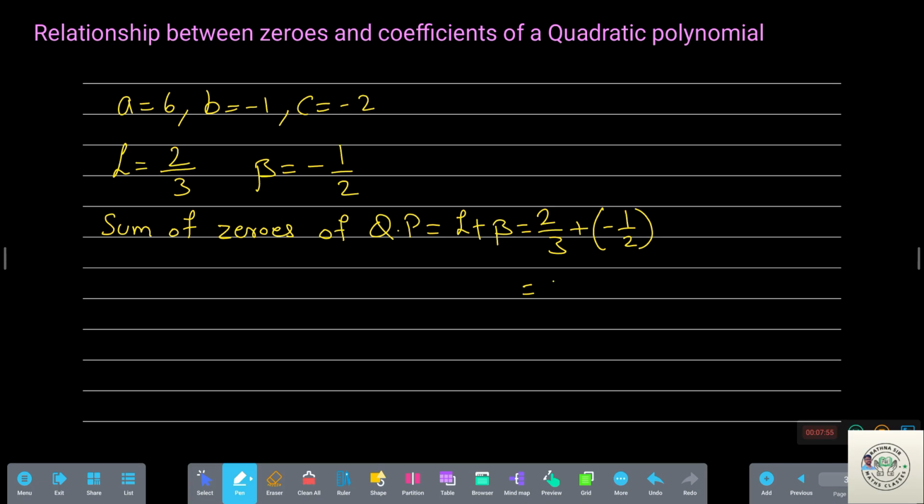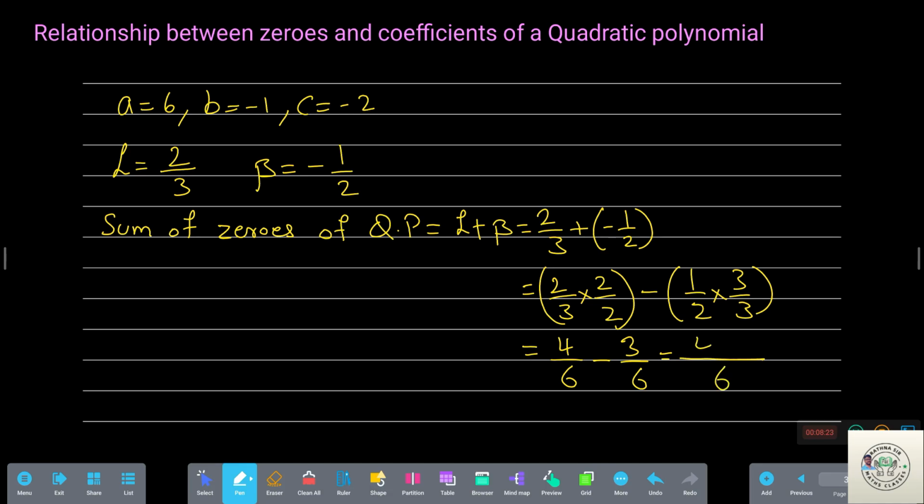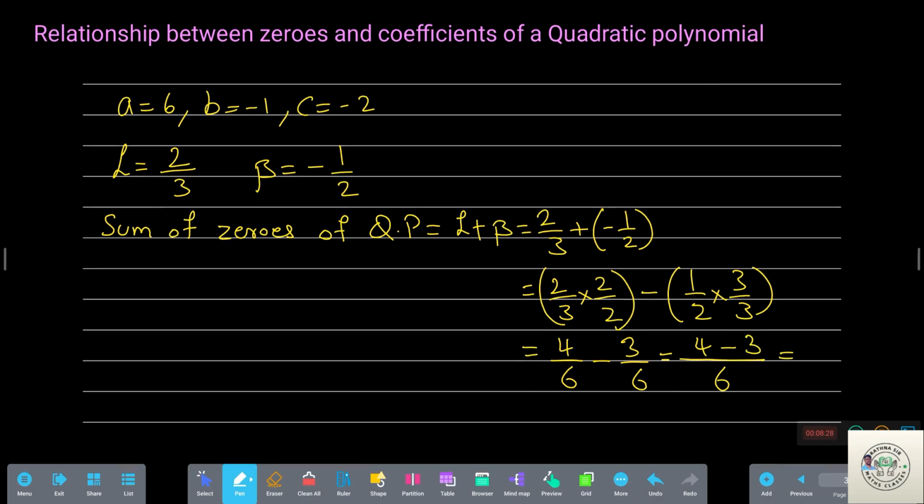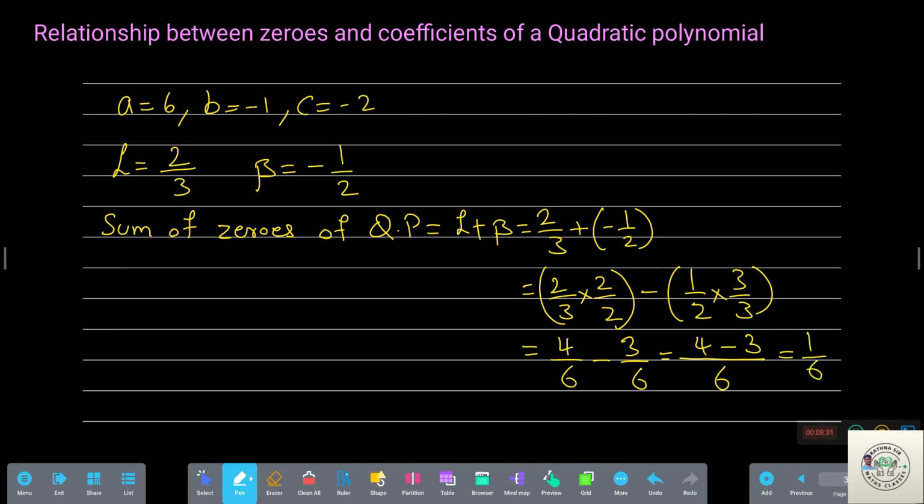So 2 by 3 into 2 by 2. Here plus into minus is minus, so 1 by 2 into 3 by 3. Two 2s are 4, three 2s are 6, minus one 3 is 3, two 3s are 6. Now the denominators are same, 6. 4 minus 3 is 1, so 1 by 6. So the sum of zeros is 1 by 6.